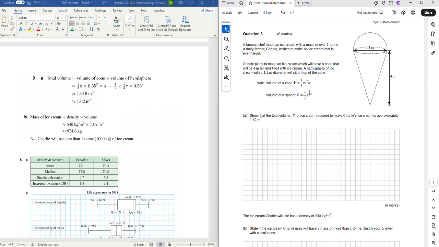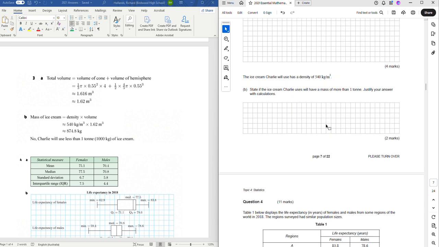Again, when they give you the formulas, they're doing it for a reason. They want to help you out. Make sure you fill in the correct numbers. Again, here we go, density. The ice cream Charlie will use has a density of 540 kilograms per meter cubed. State if the ice cream Charlie uses will have a mass of more than 1 ton. Justify your answer.